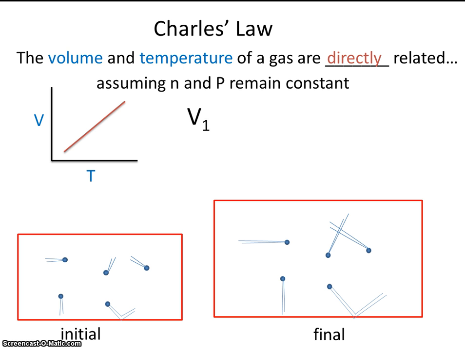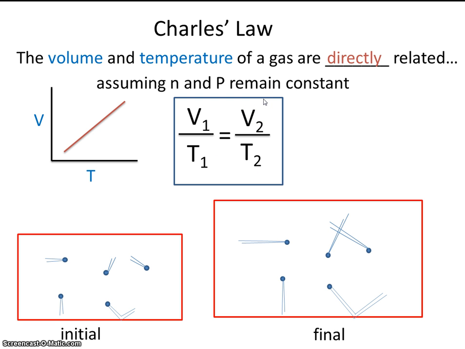Now we of course have a formula for Charles' law. V1 divided by T1 equals V2 divided by T2. So these are the initial volume and temperature of the gas, and these are the final volume and temperature of the gas. So be sure to write that down. We'll be using it a lot. And don't forget, the temperature must be in Kelvin.